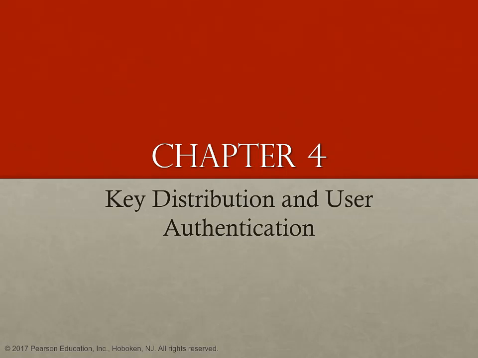Next, the chapter looks at key distribution schemes that rely on asymmetric encryption. This is followed by a discussion of X.509 certificates and public key infrastructure. Finally, the concept of federated identity management is introduced.